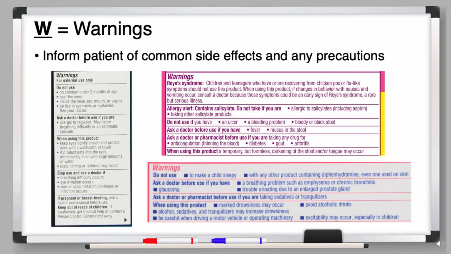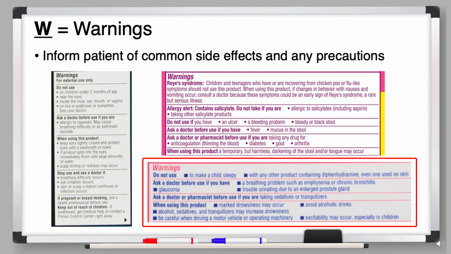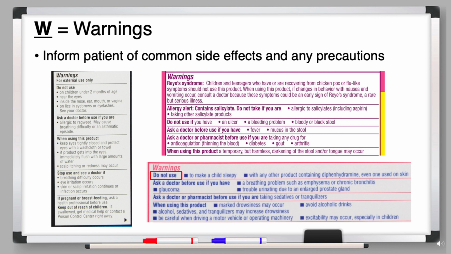Now, the warnings section is one of the longer sections in the drug facts information. That's partially because it contains a lot of different subheadings. So, for example, if you look on the labeling here in the middle, the bottom of the middle, the warning section there, you can kind of clearly see it says there's a do not use section, an ask a doctor before use if you have section, then an ask a doctor or pharmacist before you use section, and then lastly, when using this product.